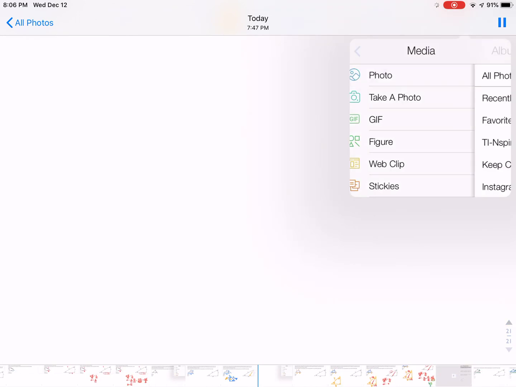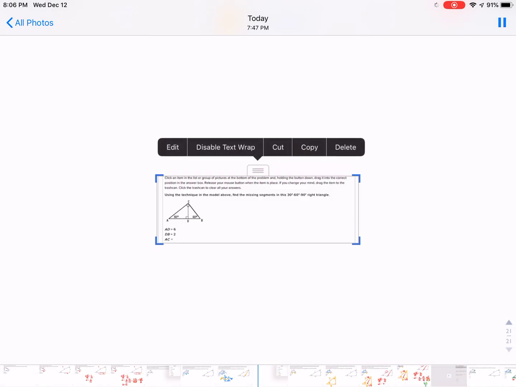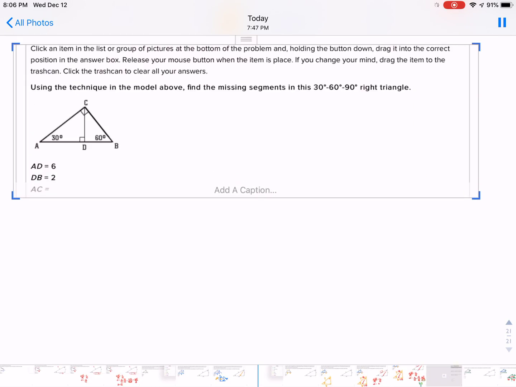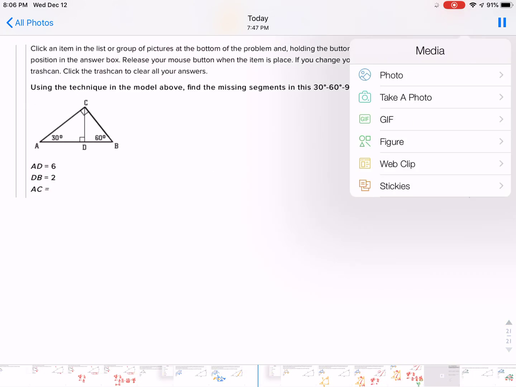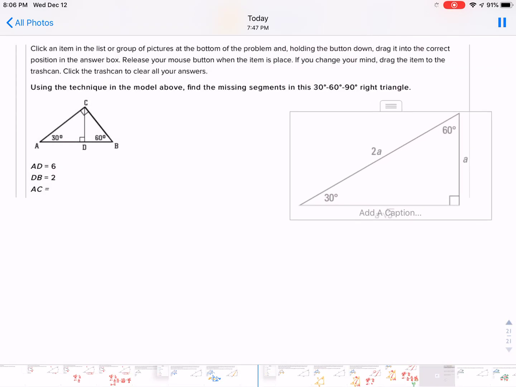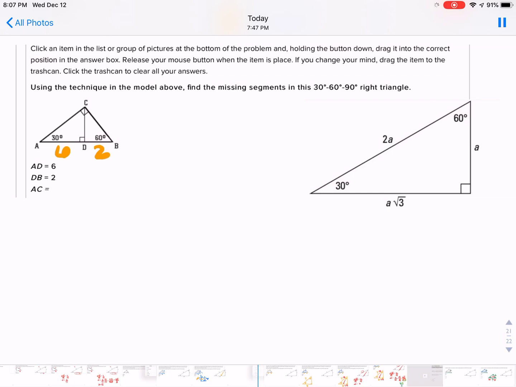Okay, let me pull the next one. Okay, here's this. I'm going to pull off the 30, 60, 90 again, so you can just see this over on the side as we're trying to solve. Okay, so AD is 6. DB is 2. And they want me to find AC.